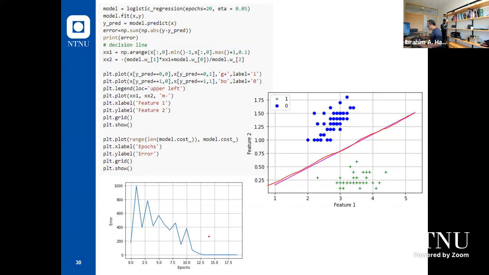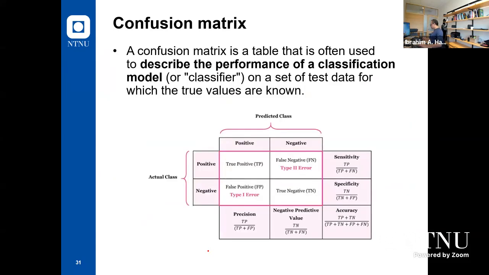And this is how the error looks. We started from some point. It could go up and it could go down again, so it fluctuates. Finally, it can converge, maybe at 15, for example, after 15 epochs.